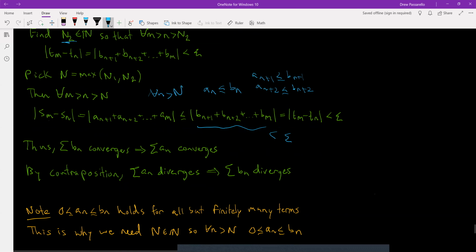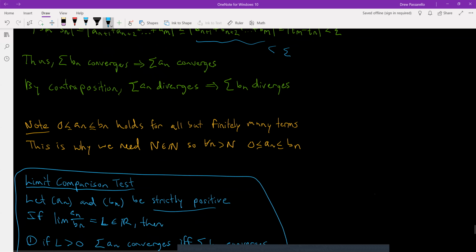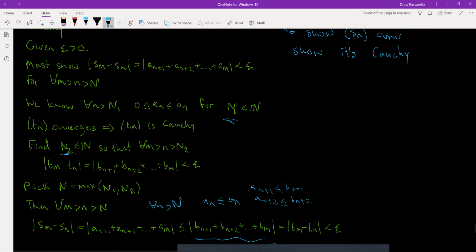Okay. Note that this condition where you have 0 less than or equal to an less than or equal to bn holds for all but finitely many terms. So this is why we need this sort of cutoff capital N value, so that for all little n bigger than capital N, we have that condition. It's not going to be true for the finitely many terms that come before that cutoff value. All right, so that is a proof of the comparison test.